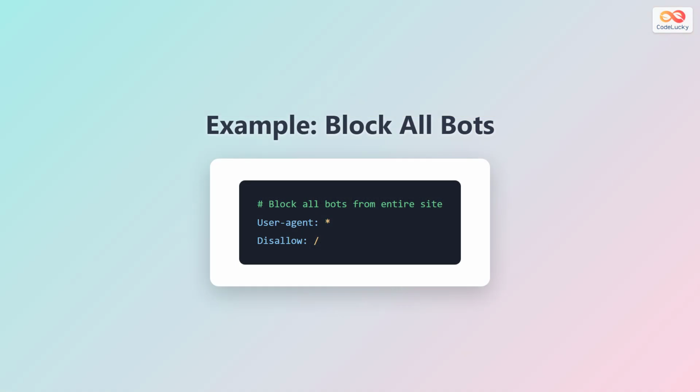Here's a simple example that blocks all bots from accessing the entire site. The user-agent directive is set to *, meaning all bots. The disallow directive is set to /, which represents the root directory, effectively blocking access to everything on the website.